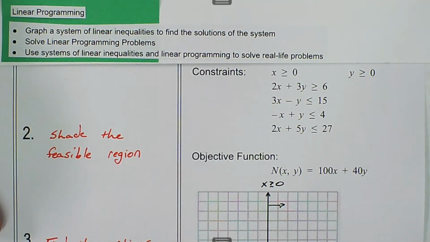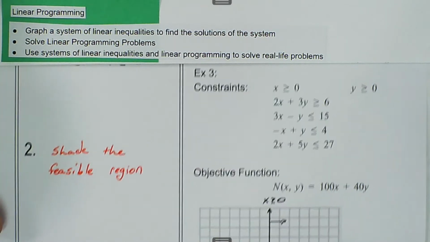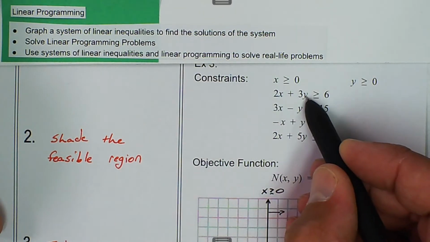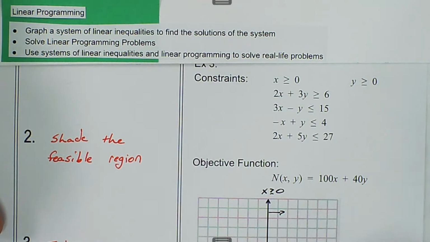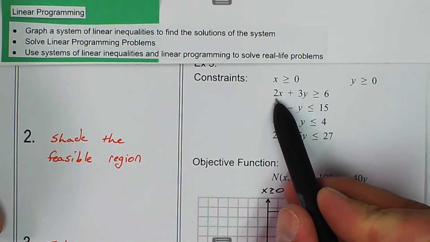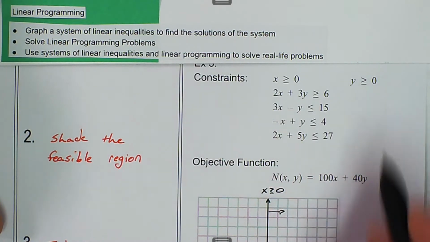The next one we have is 2x plus 3y is greater than or equal to 6. So if x is 0, then y has to be 2. And if y is 0, then x has to be 3.